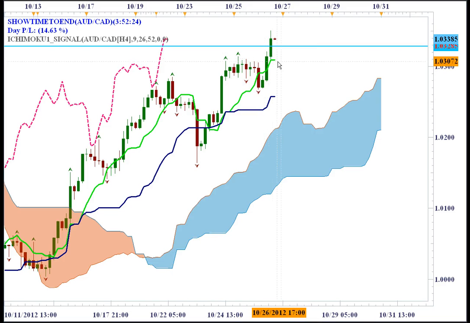Now if you get a pullback and then it'll close below this, you want to wait again for it to come up and close above here, above this blue line, which is going to be your Kijun again. Now we'll see what happens on the 4 hour time frame, but that's how you trade that there.